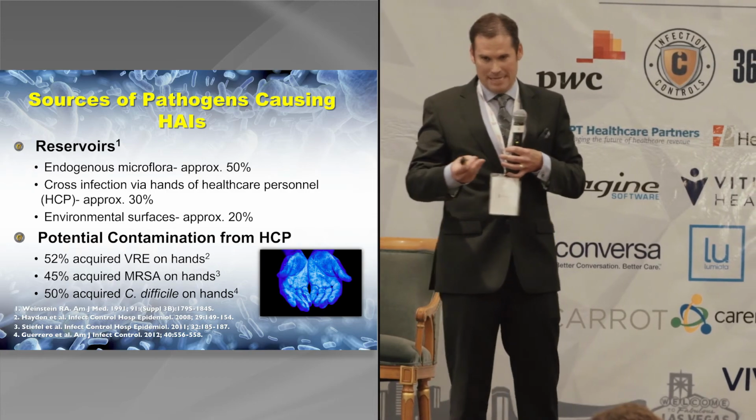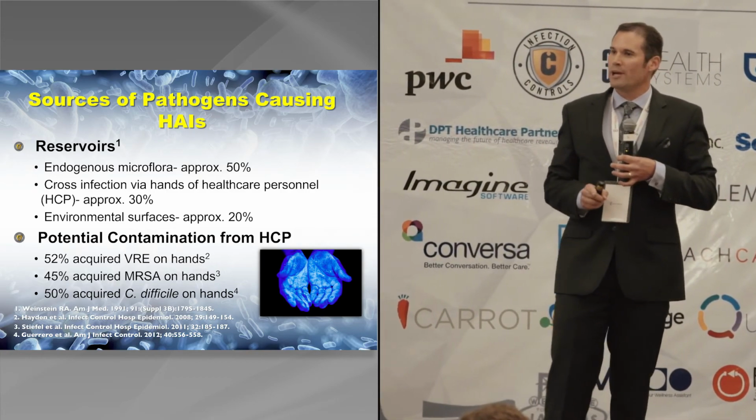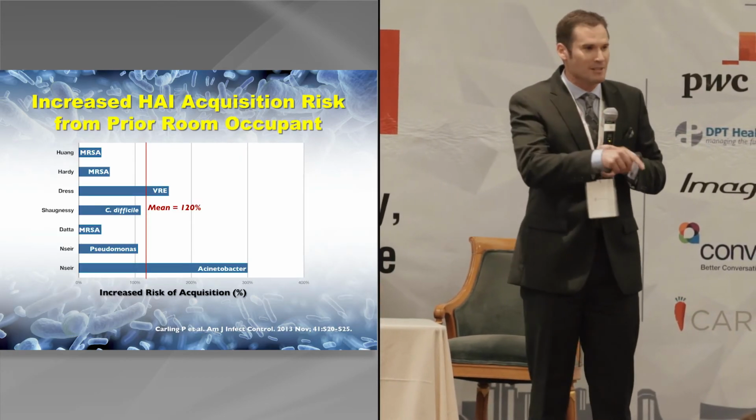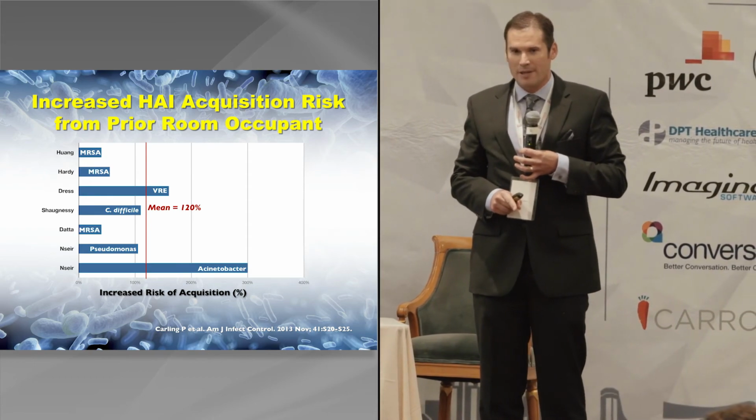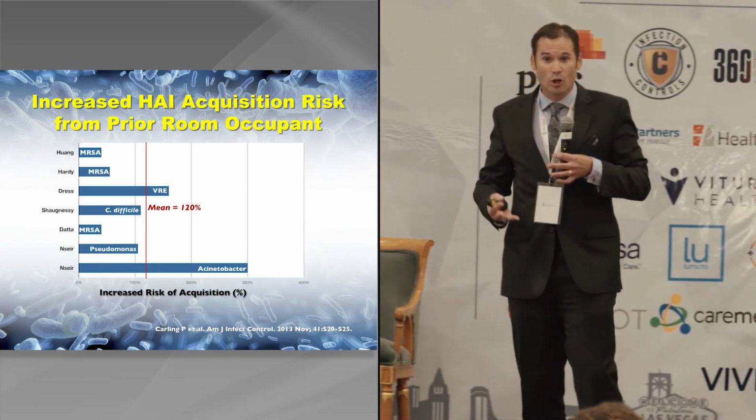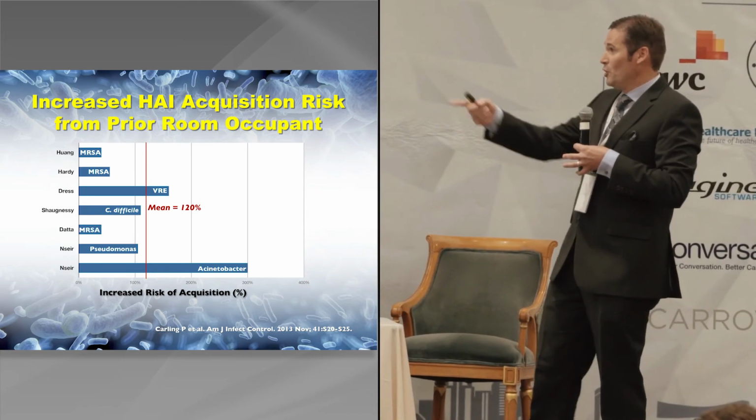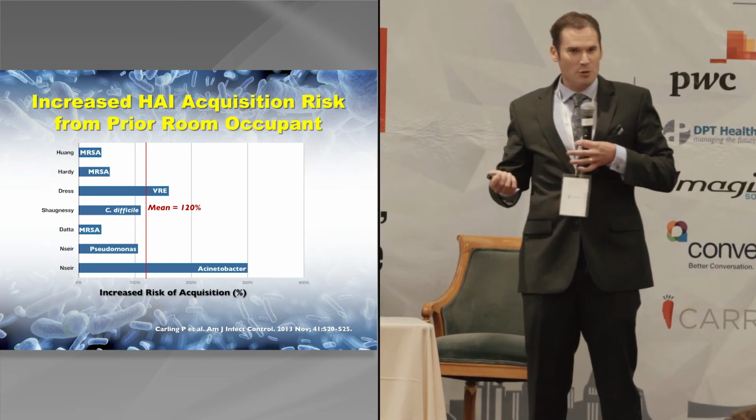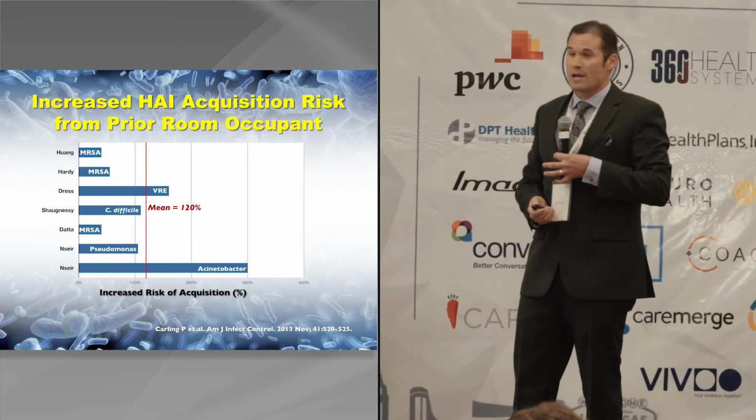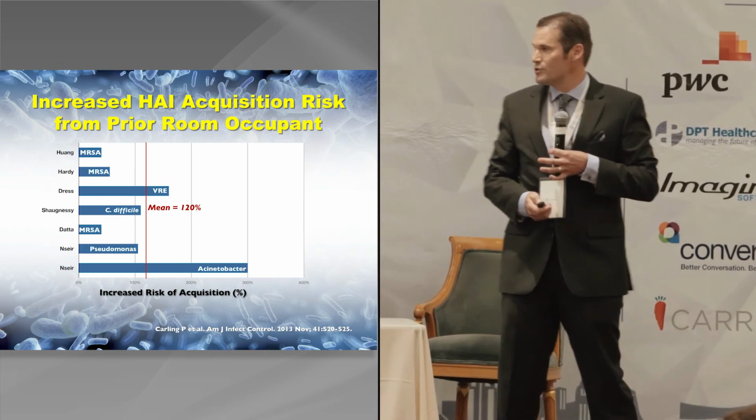Another interesting set of studies looks at what your increased risk is when you occupy a room that was previously occupied by someone with a multi-drug resistant organism. There were a couple of studies that looked at this. What is your increased risk? It's kind of surprising. If you look at MRSA at the top, you're probably about 40 or 50% increased acquisition risk here. VRE, you're a little bit over 120% or so. C. diff, a little bit over 100%.